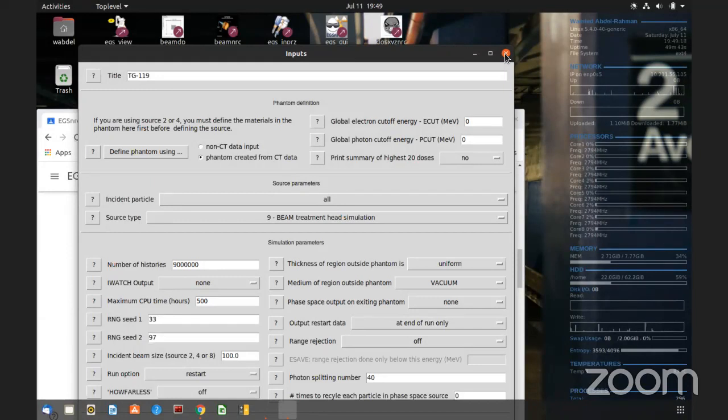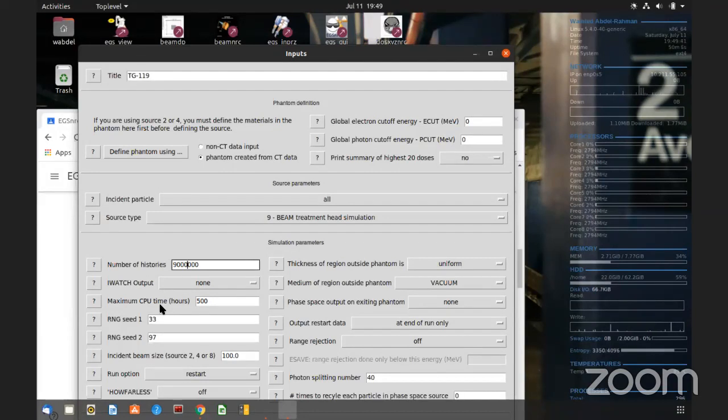Dr. Omid, how many histories have you been using to achieve this? This 9 million one, this is for photons. It's 10 million. Okay, because the way I do the simulations, I do 1 million. So that's the first run, and then I change it to restart, and I add, for example, 10.